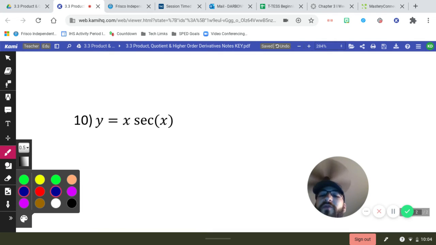So 10, we have y is equal to x times secant of x. So this is a product rule. So now I got my f and I got my g.